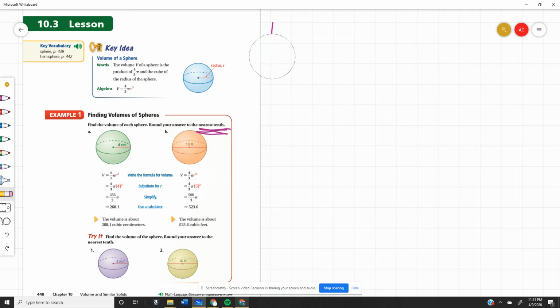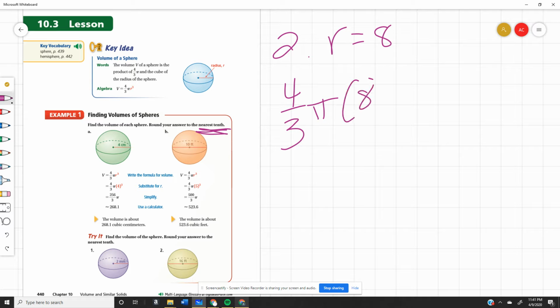All right, let's look at number 2. Number 2, we have a diameter of 16, which means our radius is equal to 8. So we're going to have 4/3 pi 8 cubed. 8 cubed is 512. So we're going to have 4/3 times 512/1 times pi. I don't know why I wrote an equal sign right there.